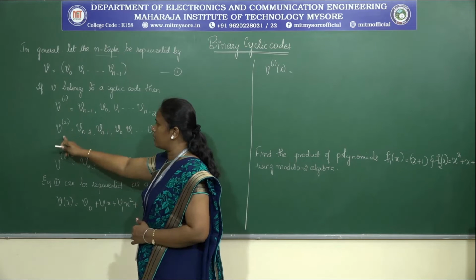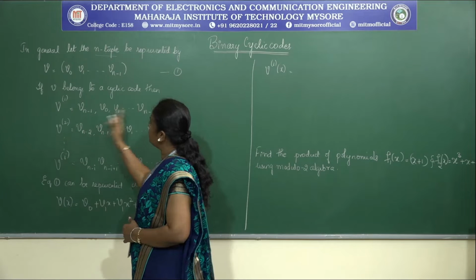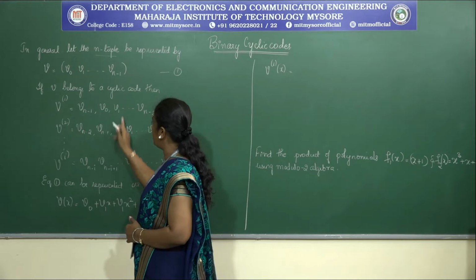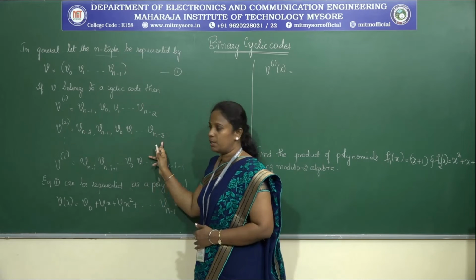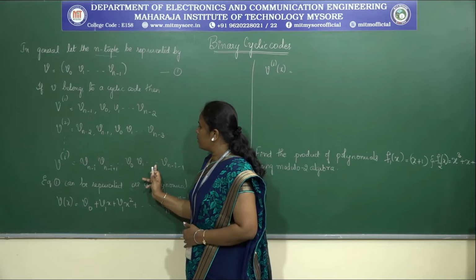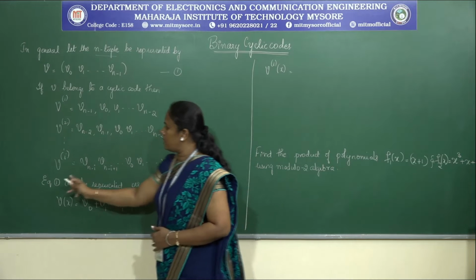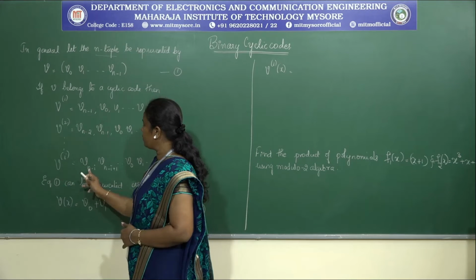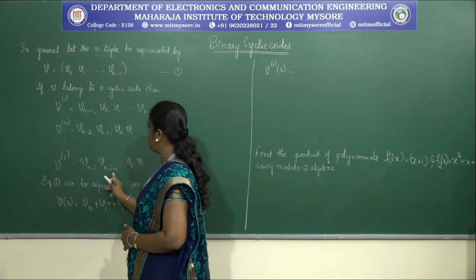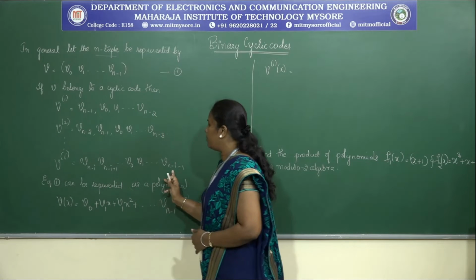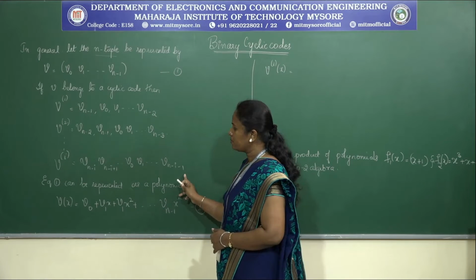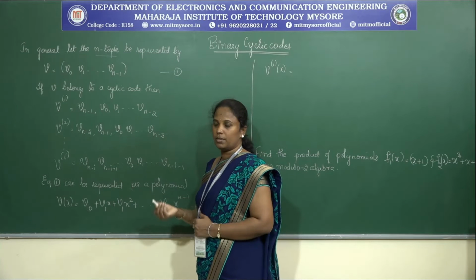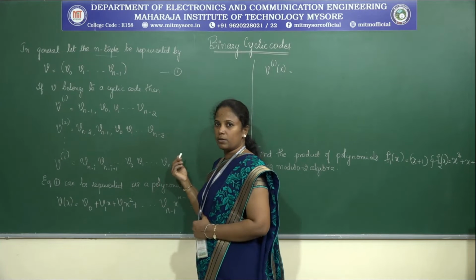Similarly, for the next shift, v of 2 is equal to (vn-2, vn-1, v0, v1, up to vn-3). It continues up to where? Up to i bits. So v of i is equal to (vn-i, vn-i+1, up to vn-i-1).